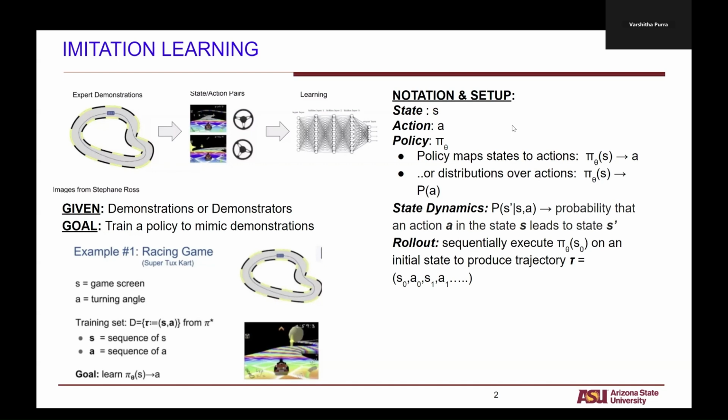Imagine you want to train a Mario Kart to drive on the rainbow road. In this case, your state is the game screen, and your action is the turning angle of the car to stay on the road and not fall down. Your goal is to essentially train a policy to maintain the cart on the path and not fall.